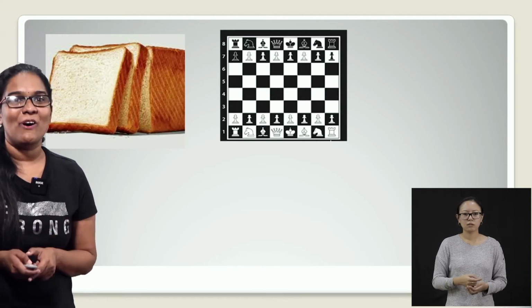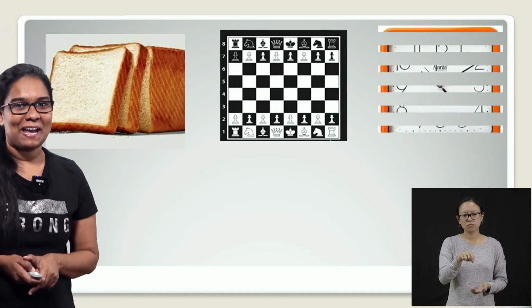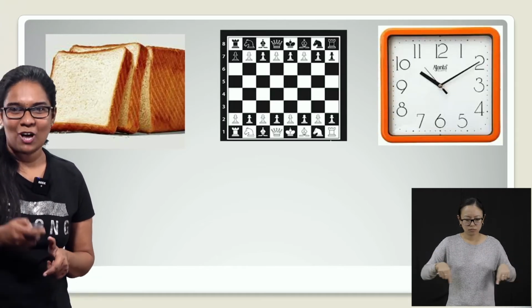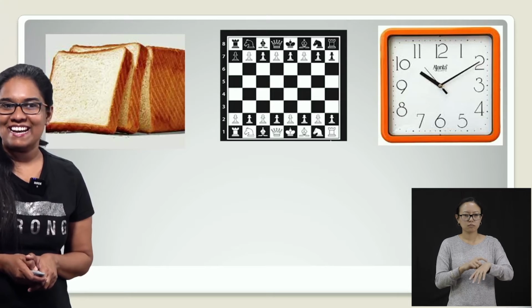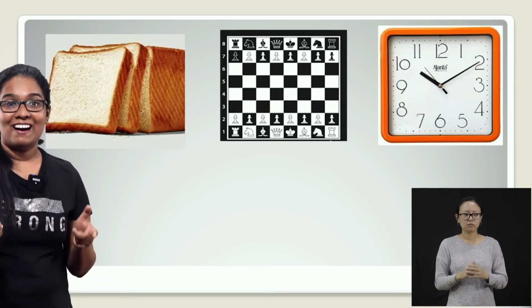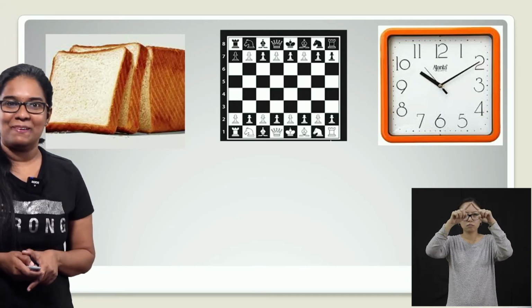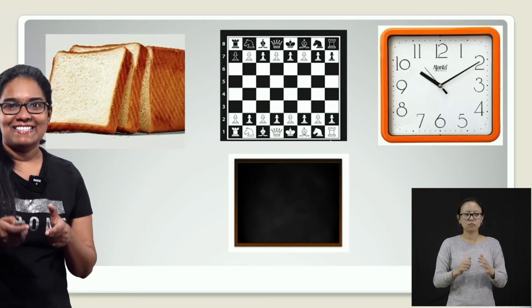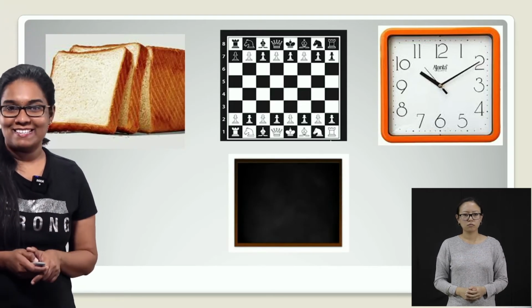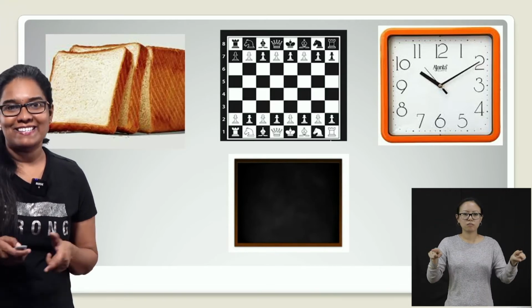Yes, this chessboard is also in which shape? Square in shape. Then this clock is in which shape? Yes, it's square in shape. These objects having square shape, right? Yes, this is a blackboard. It also having square shape.